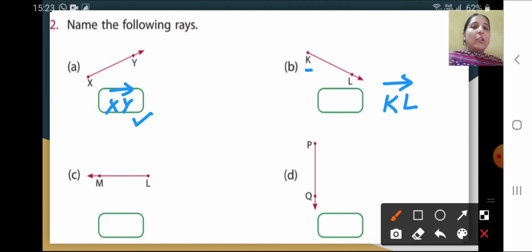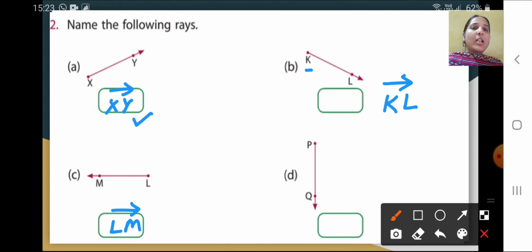Then now let's do number C. So how will we be naming this ray now? Can you see the end point? Yes, what is the end point here? L. Okay, so how will we name it? We will write it as L, M, and then an arrow above that.